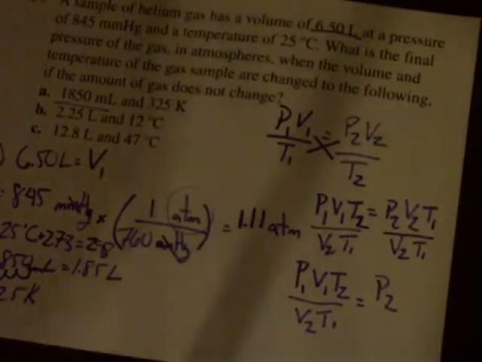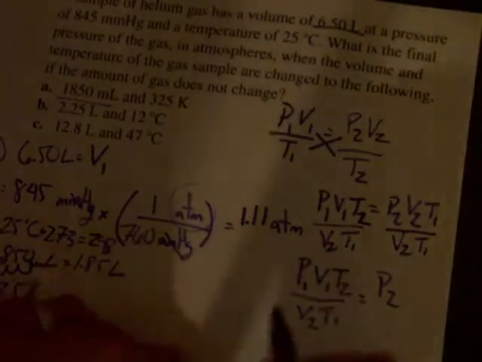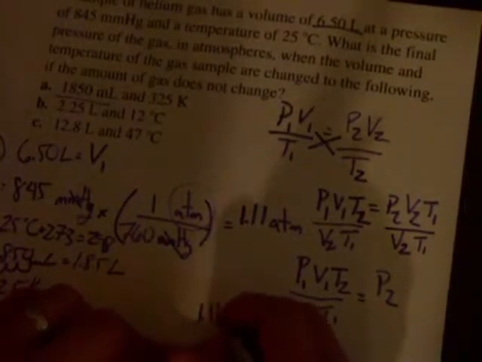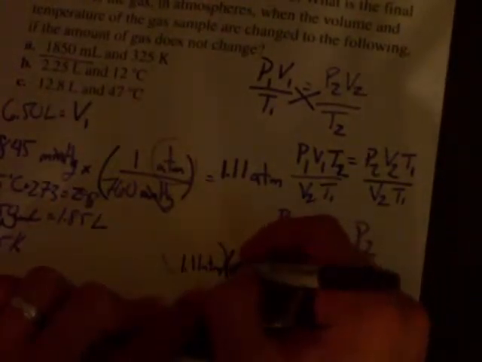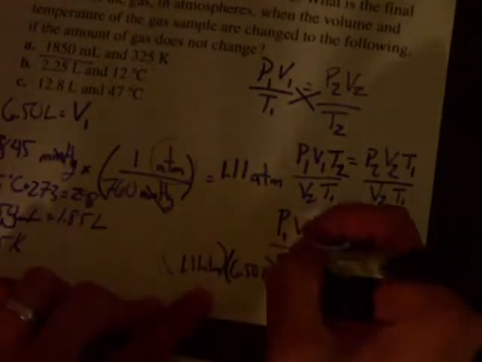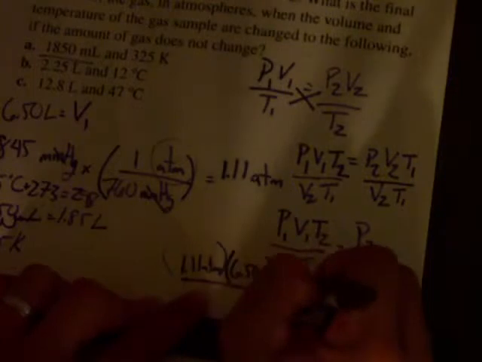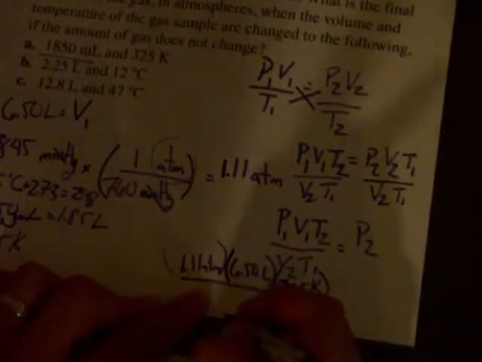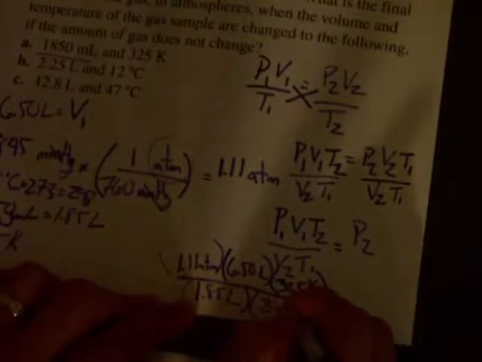Now, lots of letters with numbers. Alright, now we just plug in our numbers. So, P1 was equal to 1.11 atmospheres. V1 was equal to 6.50 liters. T2 was equal to 325 Kelvin. So much stuff on this piece of paper is getting squished together. V2 is 1.85 liters. T1 is equal to 298 Kelvin.